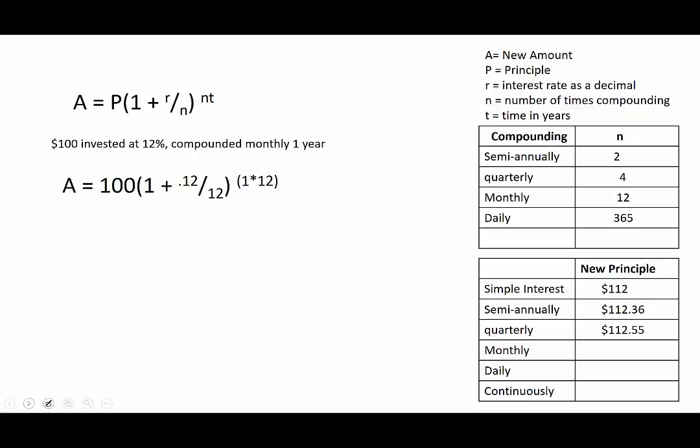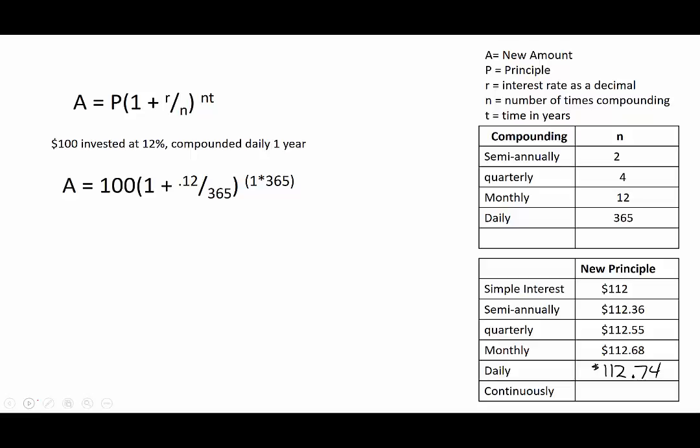Now we're going to compound it monthly. So we're going to take the interest rate, divide it by 12, take the 1 year and multiply it by 12. Put that into your calculator and see what you get. You should get $112.68. Now we're going to compound it daily. Plug that into your calculator. $112.74.